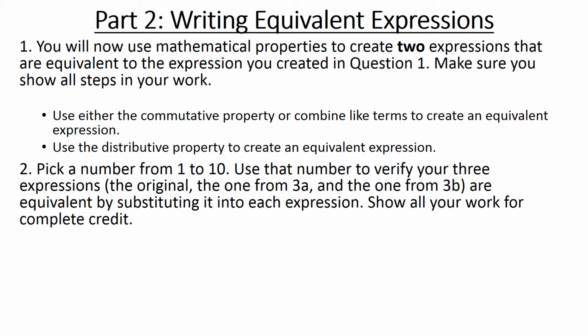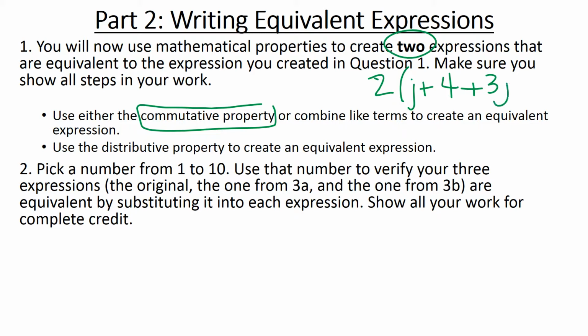So when I'm looking at that, I have to create those two expressions. It tells me I can use the commutative property, or I could combine like terms to create an equivalent expression. And then I can use the distributive property. So let's see what that looks like. My expression, remember, was 2j plus 4 plus 3j.